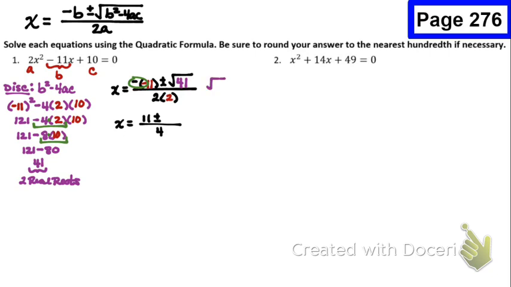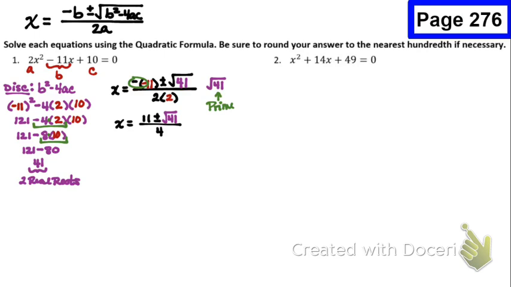Square root of 41. I need to know if that breaks down at all. Does 2 go into 41? Does 3 go into 41? I don't think so. No. Does 5 go into 41? No. 7? Oh, 11? No. 13? 41 is prime. So what do I do with it if it's prime? Just leave it as it is. This is going to stay square root of 41.